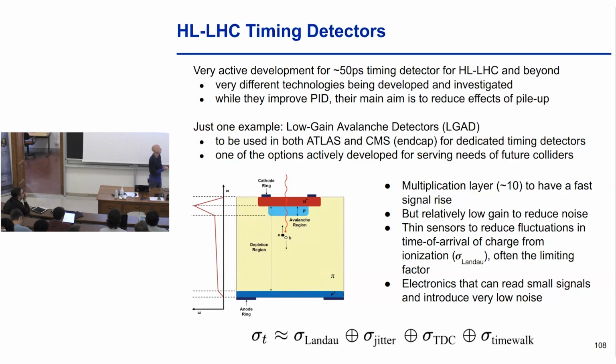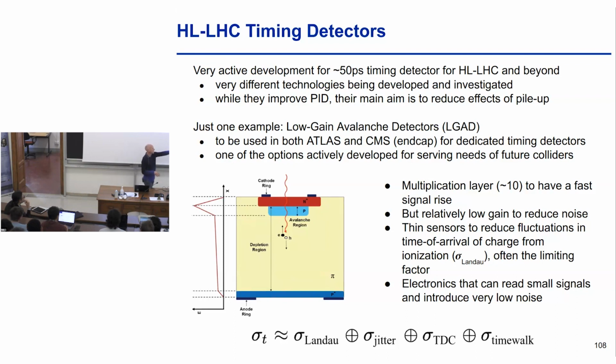This is the so-called low-gain avalanche detector. It's also a silicon-based detector, which has a similar concept where by ionization, you create an electron hole pair and you measure the time of arrival. What's different from the silicon detector? You want to make this time of arrival measurement as accurate as possible. So usually you use a very thin sensor. You end up using electronics that is dedicated to this type of readout.